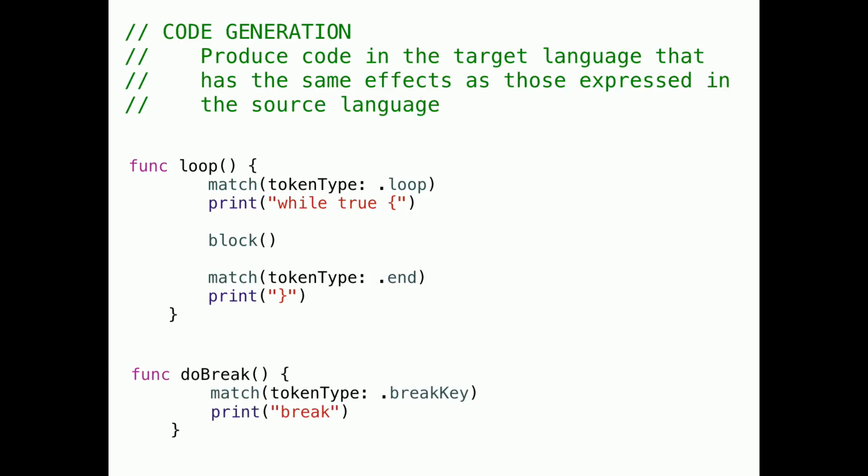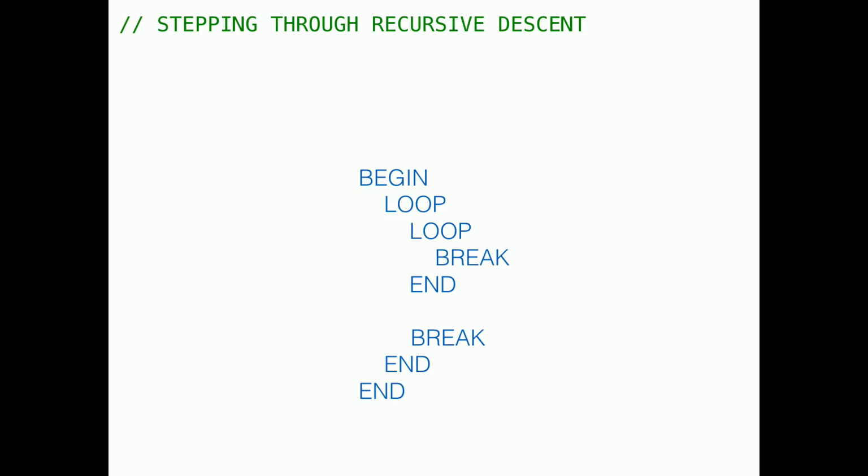And we could do the same thing with our break function, and since the semantics of break in Swift match the semantics of break in Bitsy, this is really easy. We just output the break keyword. So this is really all there is to it in terms of code generation. It does get more complicated, as I'll show later, but for this simple case, this works.